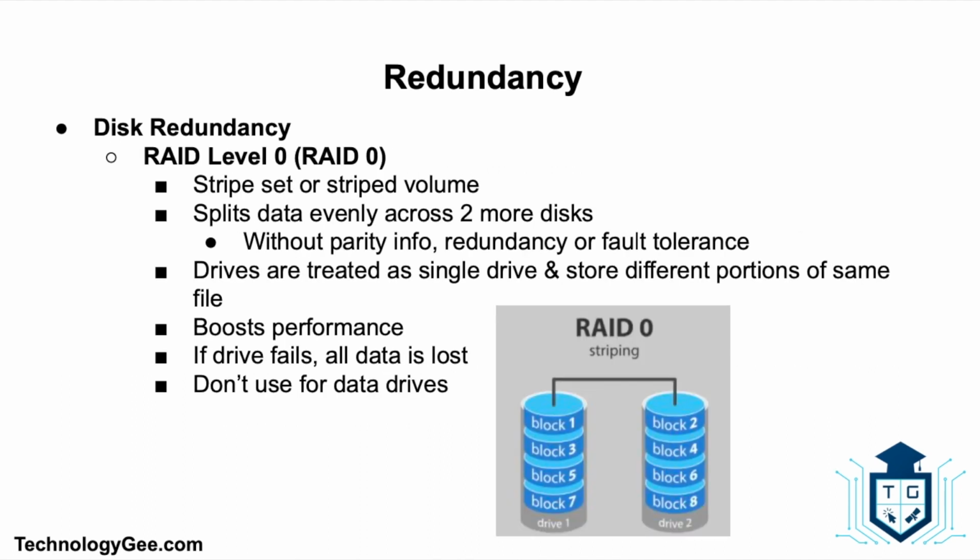The first one is RAID level 0, or RAID 0. This is also known as a striped set or a striped volume, which splits or stripes data evenly across two or more disks without parity information, redundancy, or fault tolerance. The drives are treated as a single drive, and the drives are used to simultaneously store different portions of the same file. Striping boosts performance, but if either drive fails, then all data will be lost. So do not use striping for data drives.